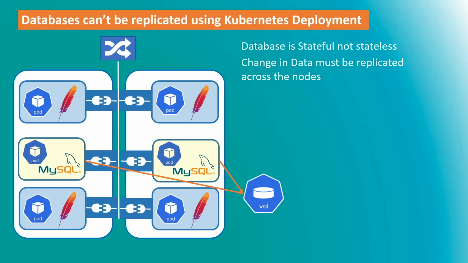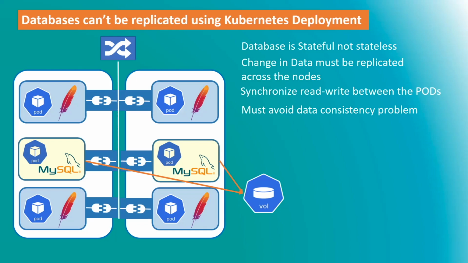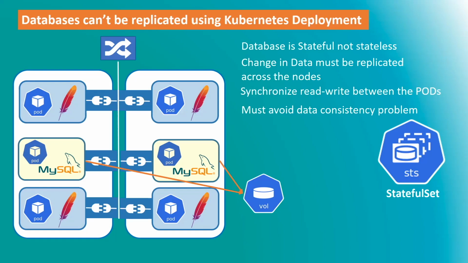And there, I should maintain or synchronize the read and write between these pods, such that if one pod is trying to access the data while the other database pod is trying to write, it should not create any data consistency issue. I must avoid any data consistency problem. And to do that, we need to use StatefulSet.